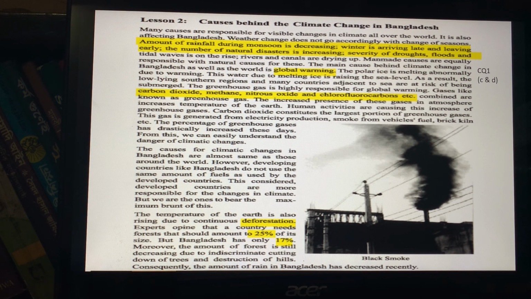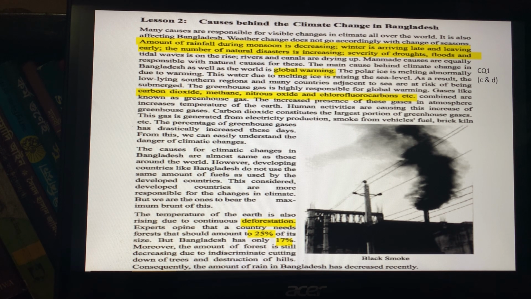But the thing is, behind this global warming, developed countries are more responsible than developing or underdeveloped countries, because we don't use that much fuels. The developed countries use more and more fuels and electricity. So they are the main culprit here.